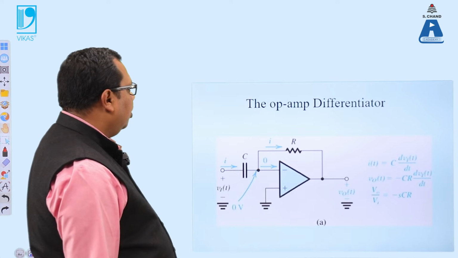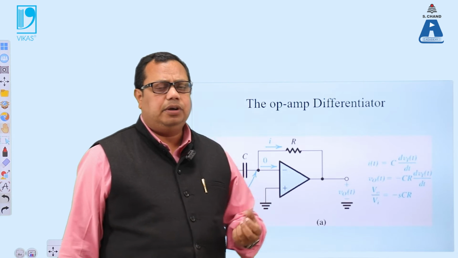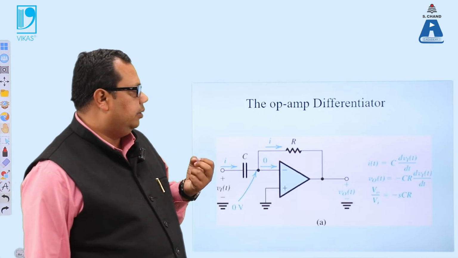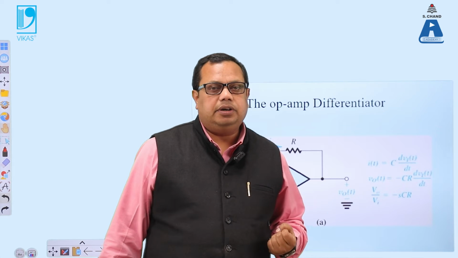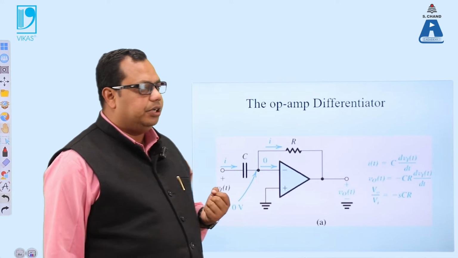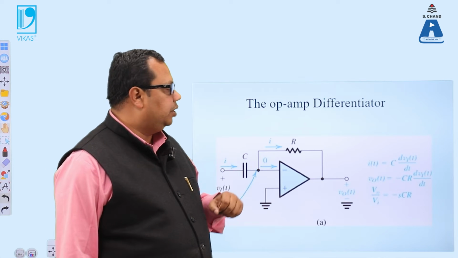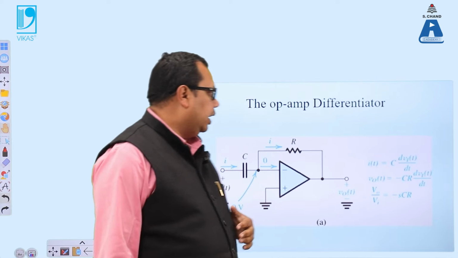Then we have the operational amplifier as a differentiator. We have discussed till now the op-amp as a summer, as an adder, and as an integrator. Now we will discuss the operational amplifier as a differentiator, that is, how the op-amp can be used as a differentiator and how we can make the calculation.